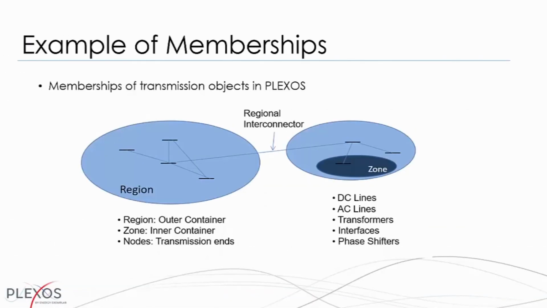Example of memberships: memberships of transmission objects in PLEXOS. If we have two regions and we have a zone inside the region, we can see that we have inside the region nodes, which represent transmission ends. So in order for us to create a membership between these two regions, we need to link at least one node from each region by a transmission line, and that will be a regional interconnector.